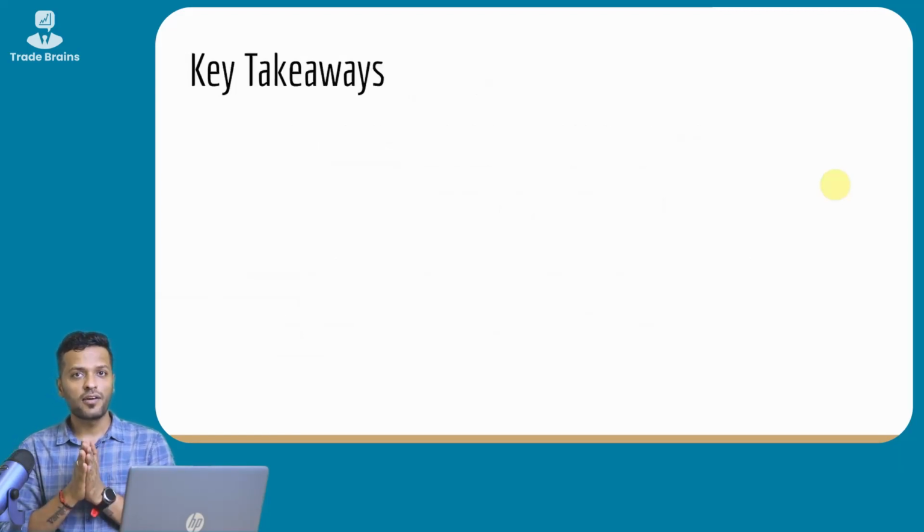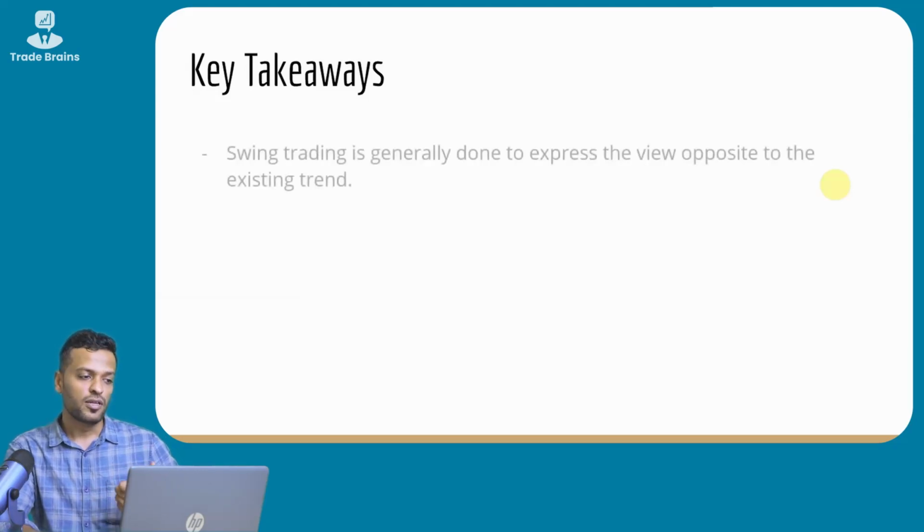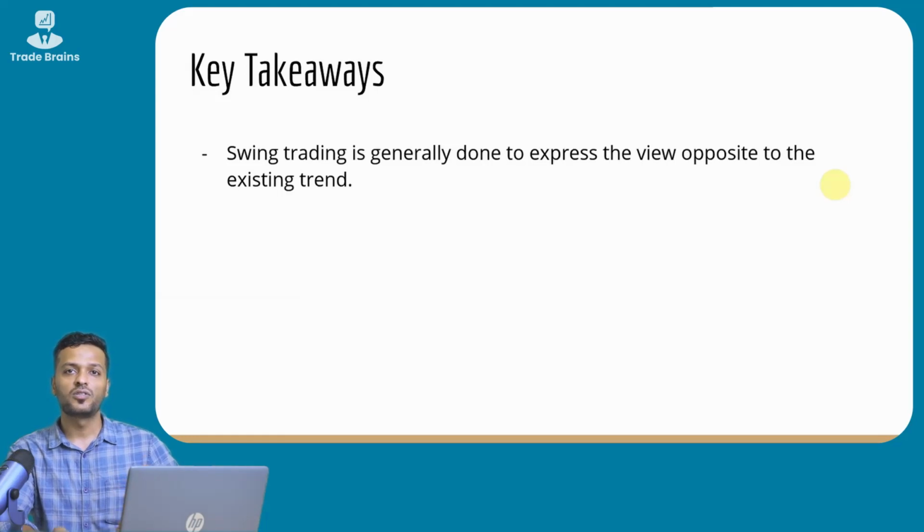Now, what are the key takeaways or learnings from this chapter? We have gone in elaborate detail to understand the concept of swing trading. We learned that swing trading is generally done to express your views which are against the current trend in the market. I'll tell you how.